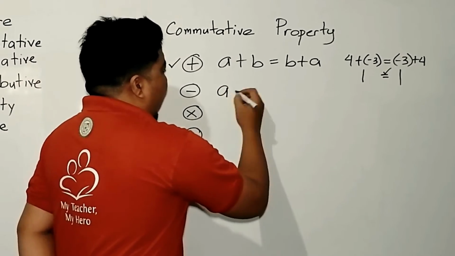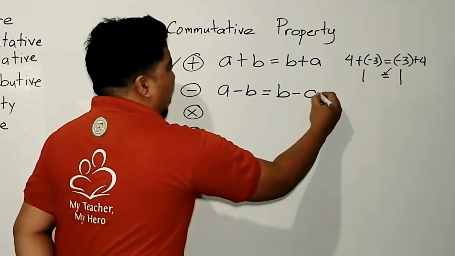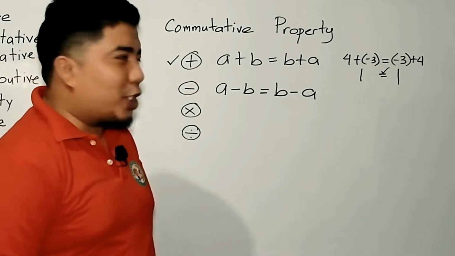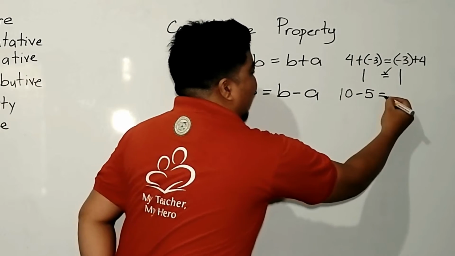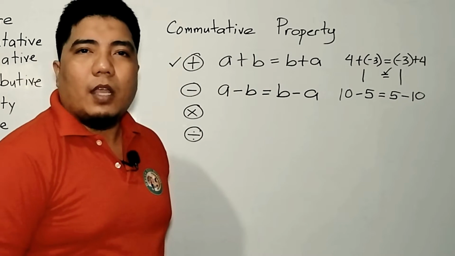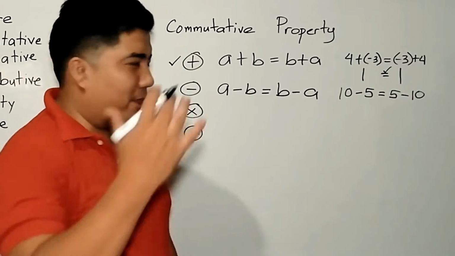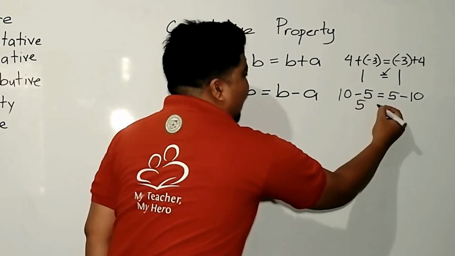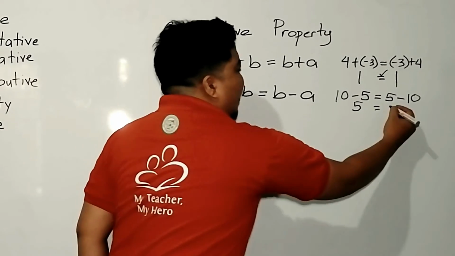It says that if A is subtracted by B, the answer is the same as B subtracted by A. Let's check. 10 minus 5 is just the same as 5 minus 10. Let's check whether that is true. 10 minus 5 is, very good, positive 5. 5 minus 10 is negative 5.